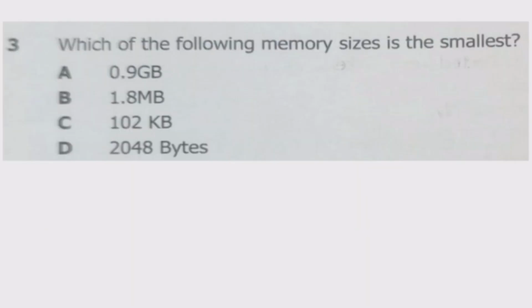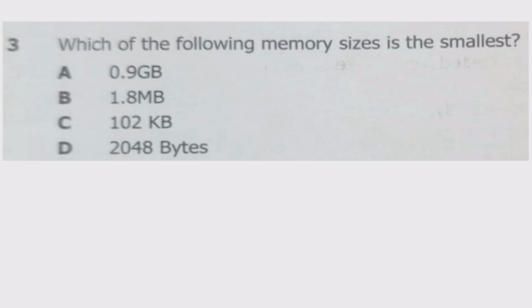Question 3 is as follows. Which of the following memory sizes is the smallest? A, 0.9 GB; B, 1.8 MB; C, 102 kilobytes; D, 2048 bytes. For us to determine the correct answer, we need to convert these memory sizes into one unit. All of them should be in one unit.